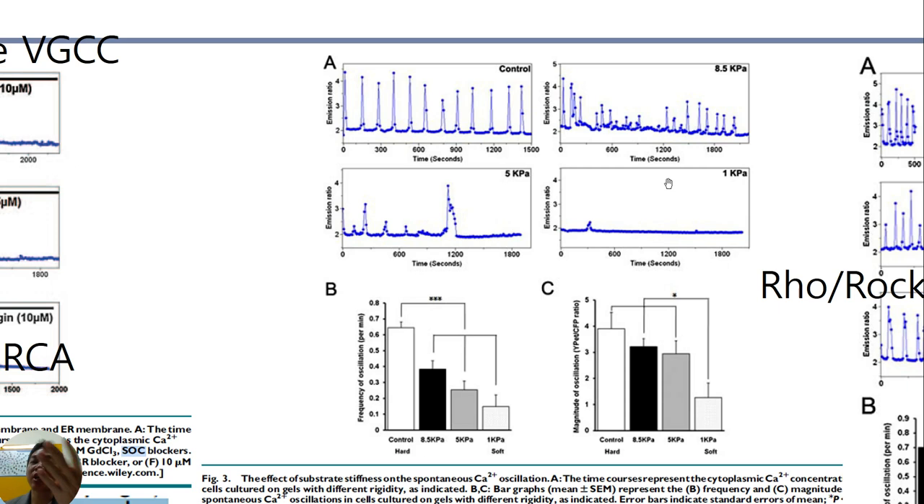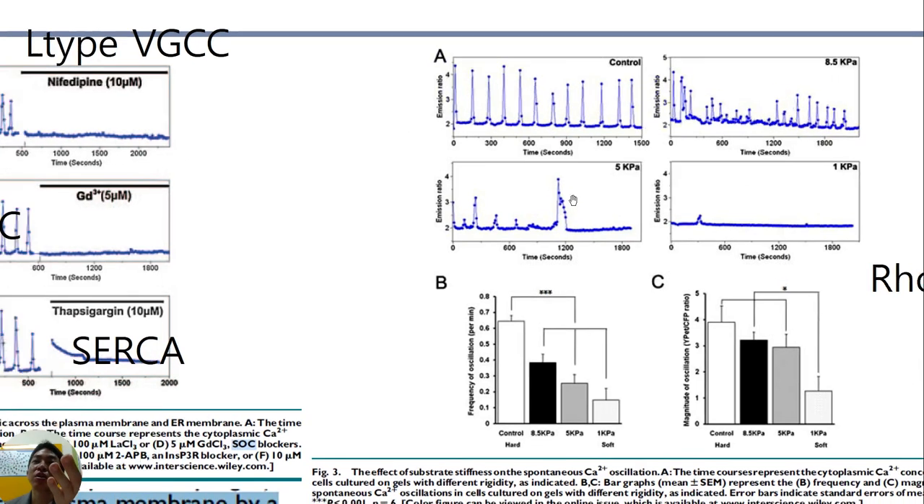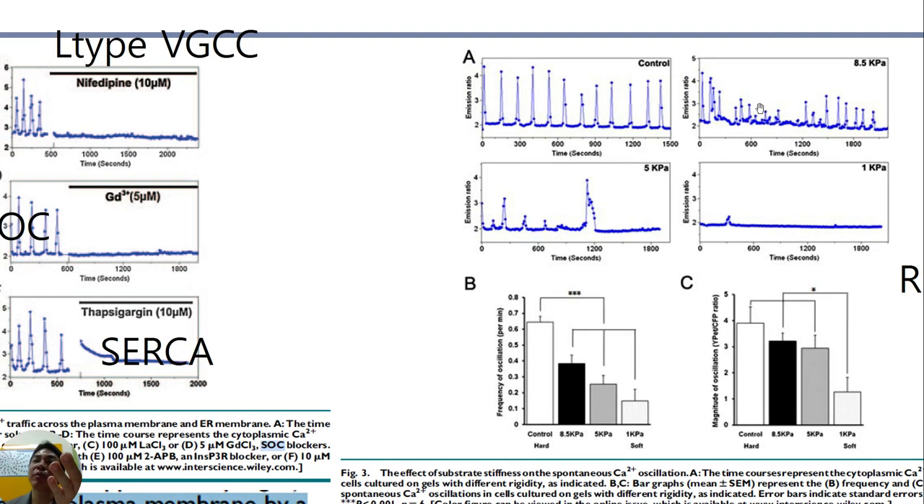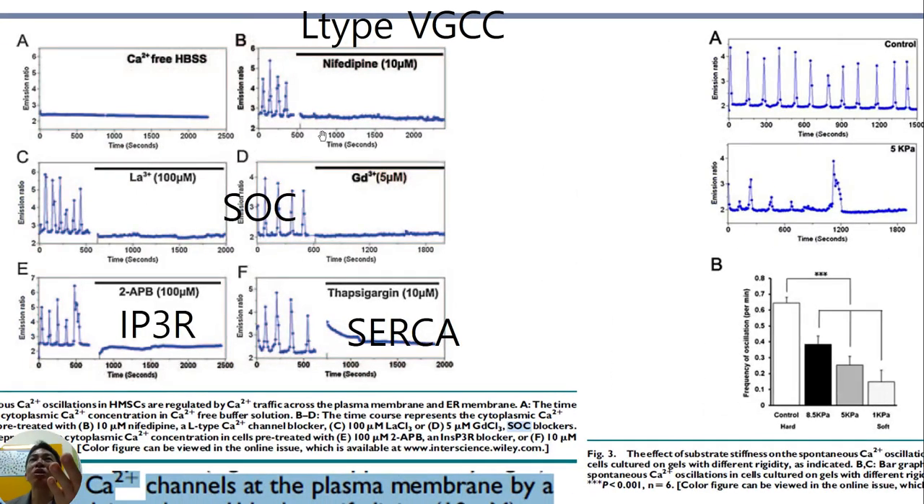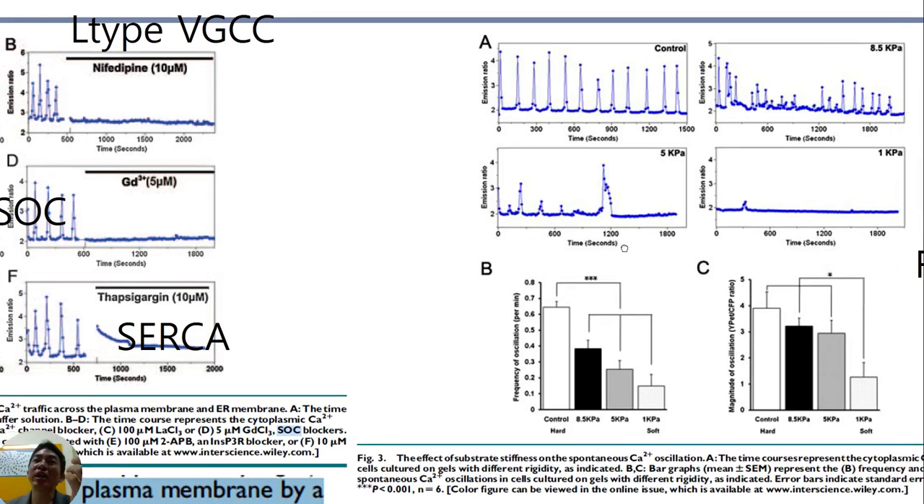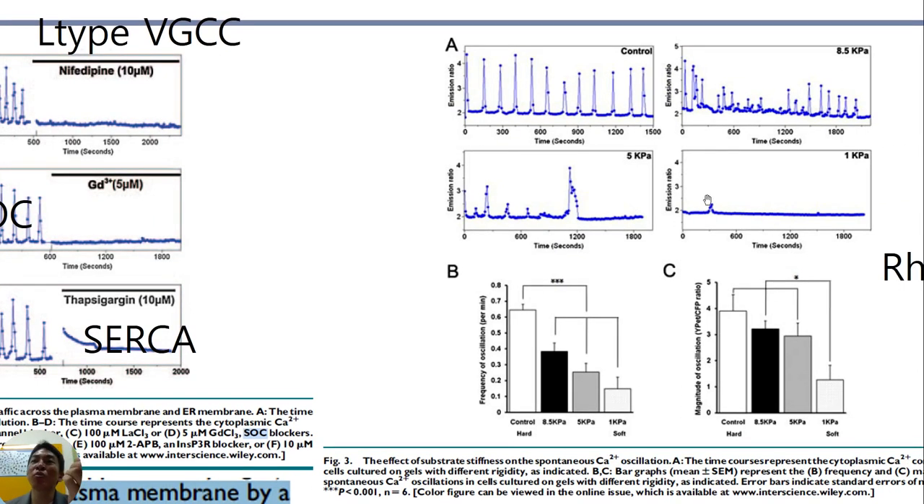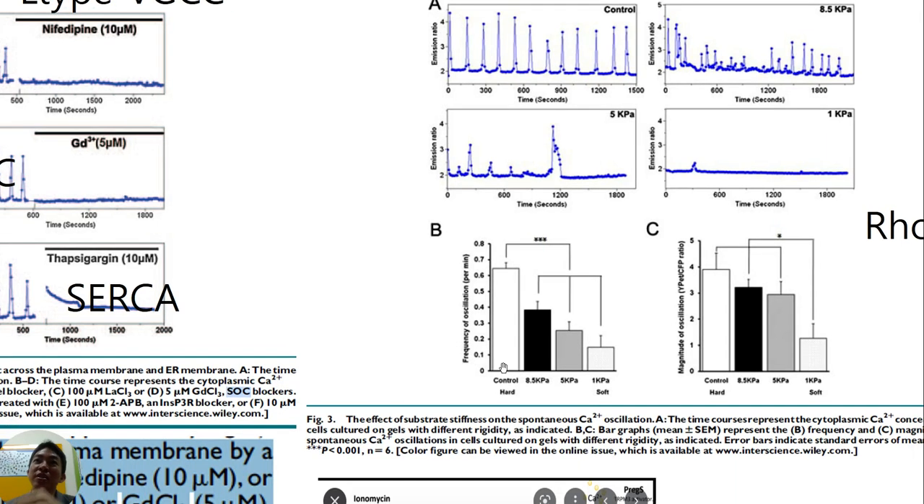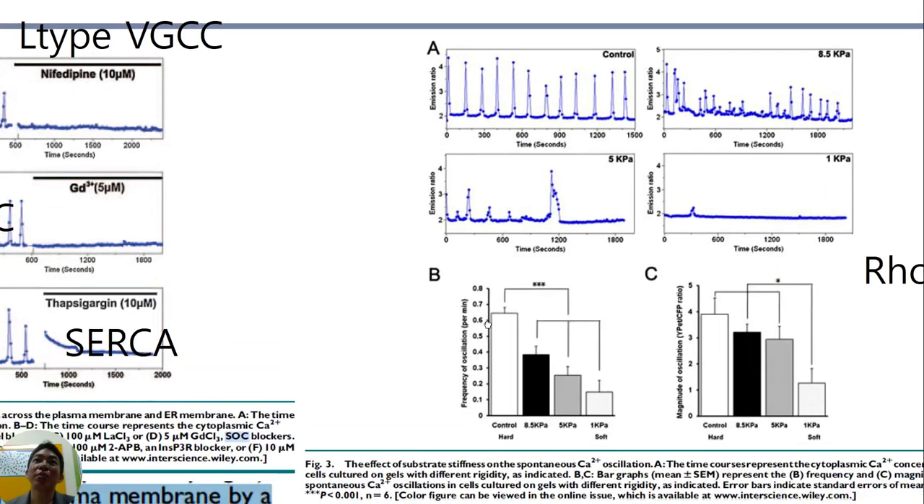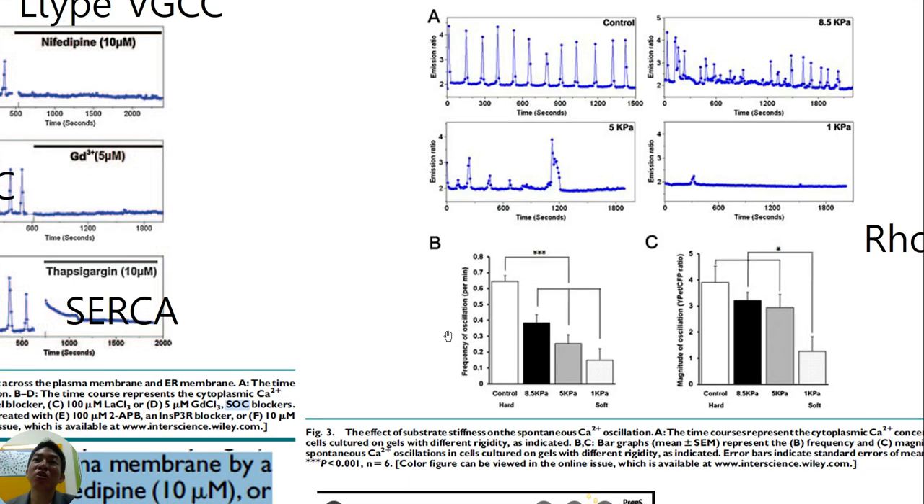But which kind of thing is involved? What is the big difference between 8.5 versus 1 kilopascal? Probably one of these channels is involved. Or not one, a combination. Or everything can be involved, right? But we don't know yet which kind of calcium channel is involved, but we can say that the stimulus-dependent calcium oscillation changes. Now, this is their quantification per minute, how frequent the oscillation is.